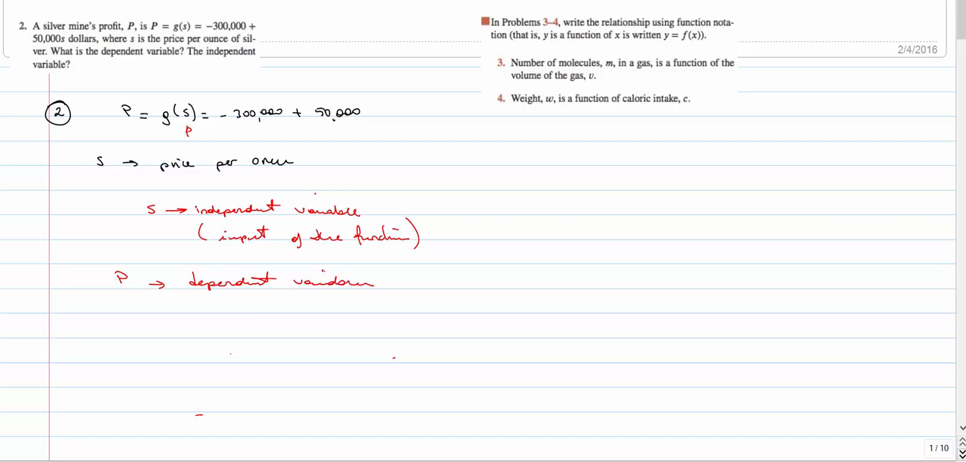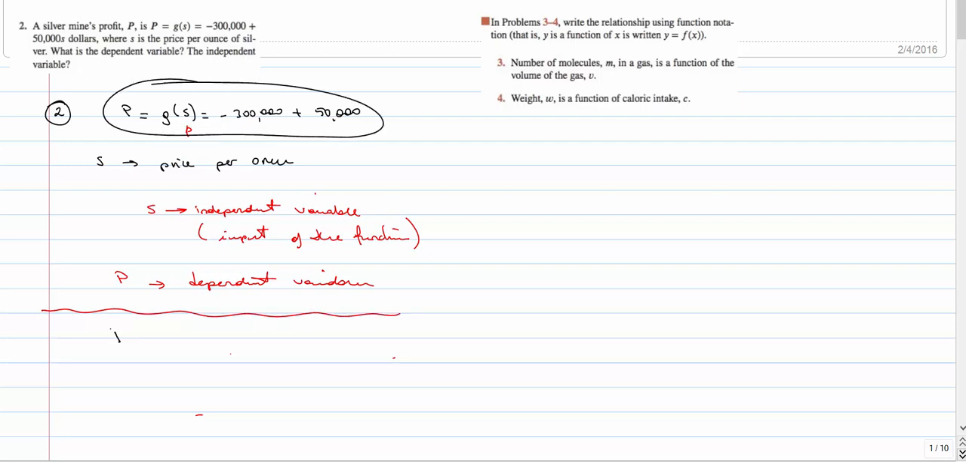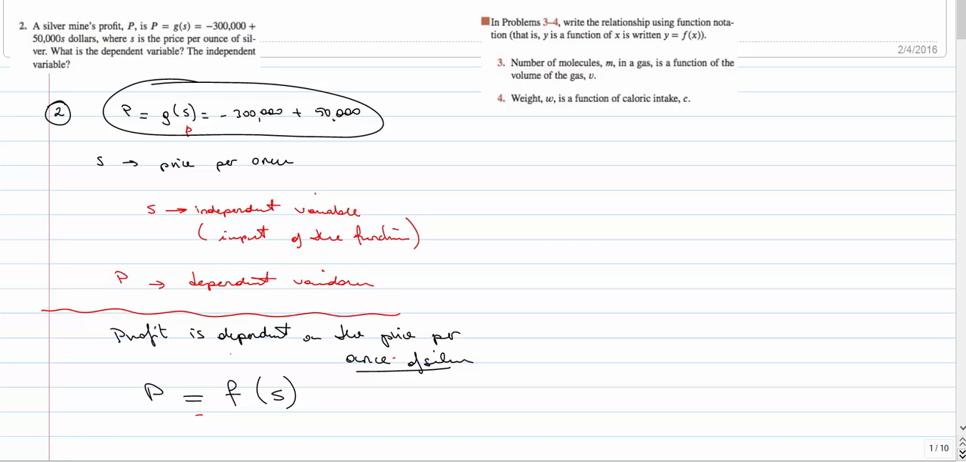So when I read my function, profit is dependent on the price per ounce of silver. Therefore, I write profit is a function of price per ounce of silver.